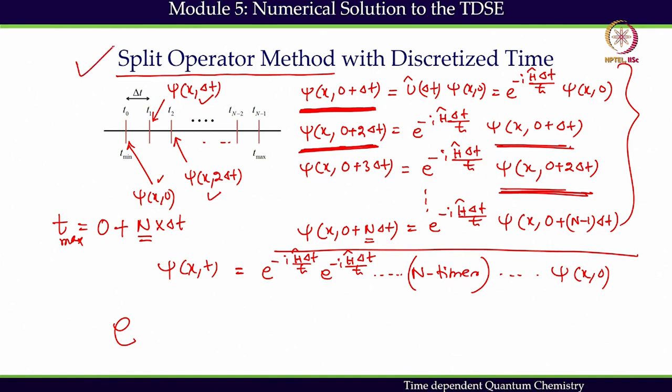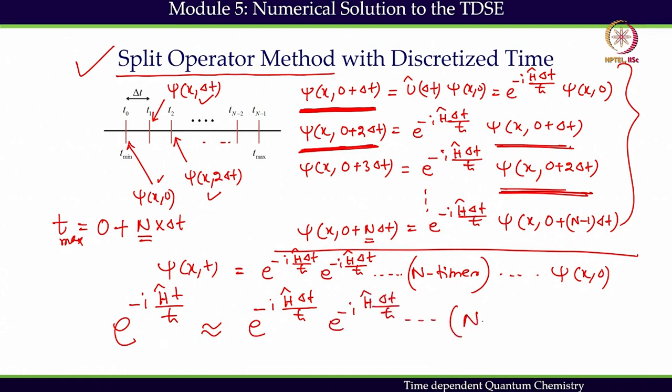I can use the split operator method where I will be writing e to the power minus i H t by h cut. Under the split operator method, what I am going to write here is that it is nothing but the product, n times, of this short time propagator, e to the power minus i, n times. Then I can use this split operator approach.